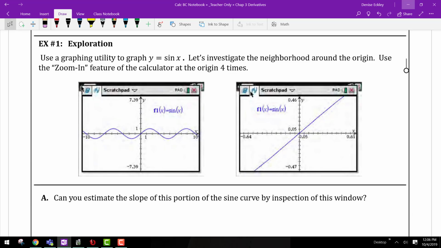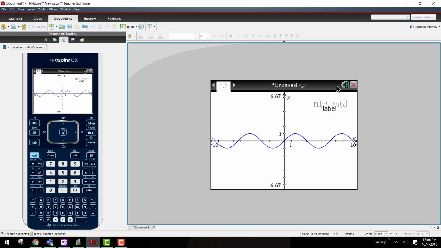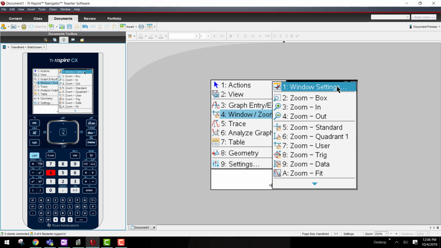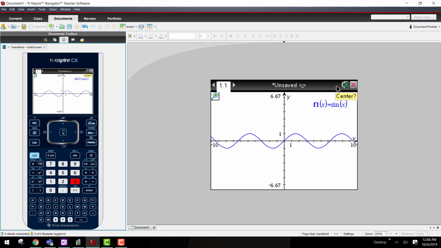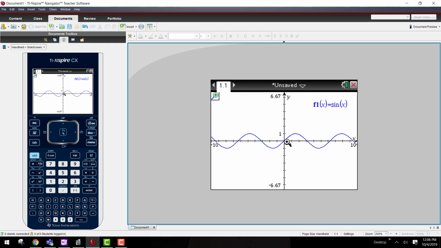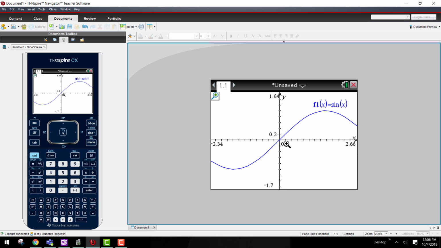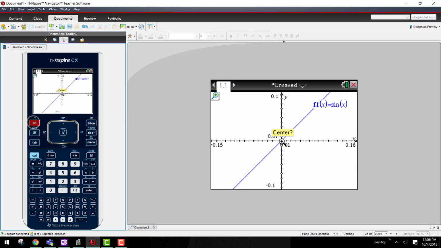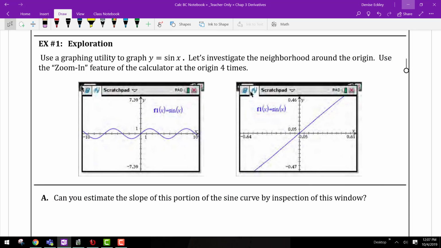It's a little bit easier to see on the Inspire. We can do the same thing. We can go to menu, go to window, and zoom in, use 3, and this time we want to put where we want the center. We want the center right at the origin. Now we have a bit of a scale here. I can escape out of this tool, and if I'm really counting the same scale on both of these, I go up 1 over 1, up 1 over 1, so the slope is 1.